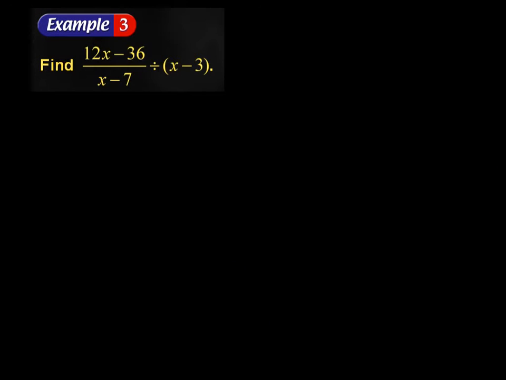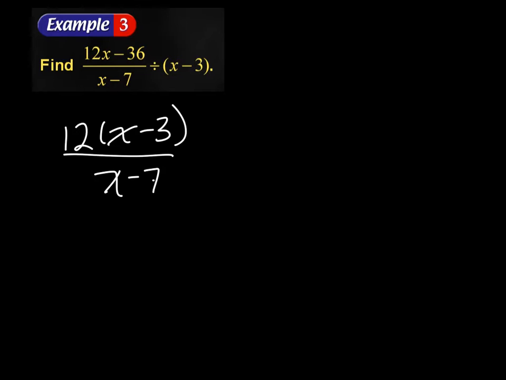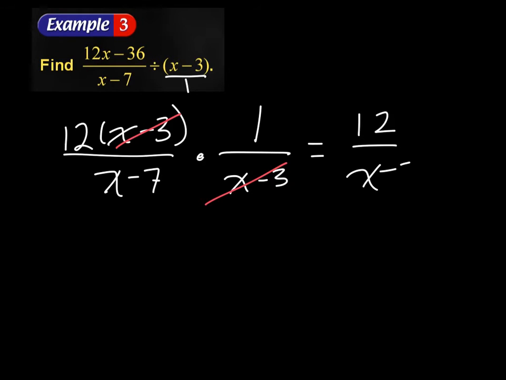Okay, once again, as I copy it back down, I'm going to factor out the greatest common factor of 12. And it looks a little bit different, but dividing is the same as multiplying by the reciprocal. So I'm going to have times 1 over x minus 3, because we could have originally written that over 1 if we wanted to. And then once again, cancel out our common factors. And our final answer is going to be 12 over x minus 7.